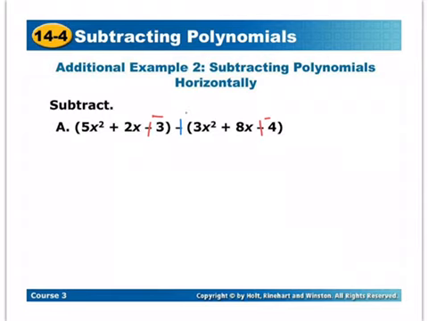So the 3x squared turns to a negative 3x squared. The 8x turns to a negative 8x. The negative 4 turns to a positive 4. And then we just add like terms together.